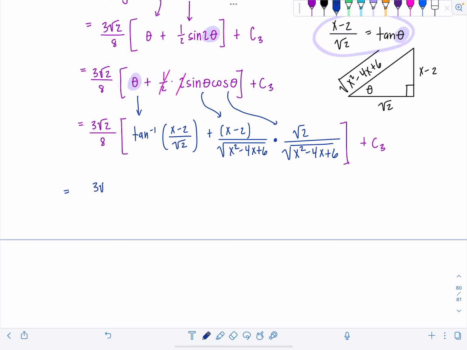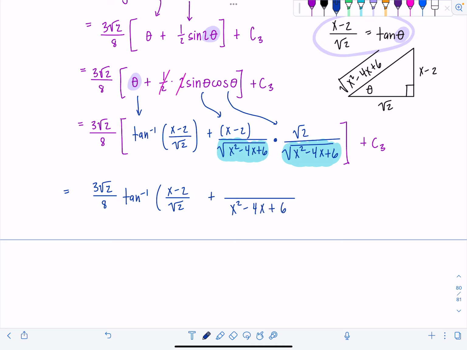And we have 3 rad 2 over 8 tan inverse of (x minus 2) over rad 2 plus, now when I multiply these two denominators, the radical goes away, right? Square root of something times itself is just the original quantity. So we just have x squared minus 4x plus 6.